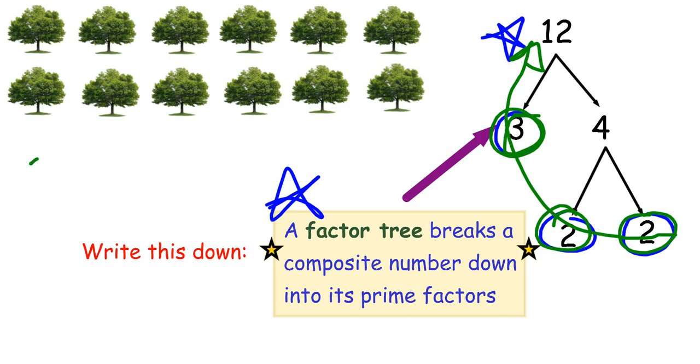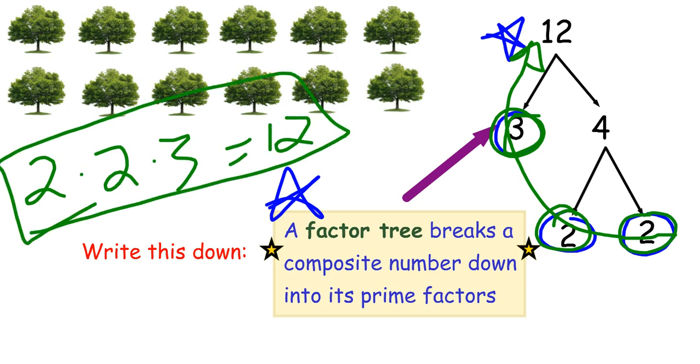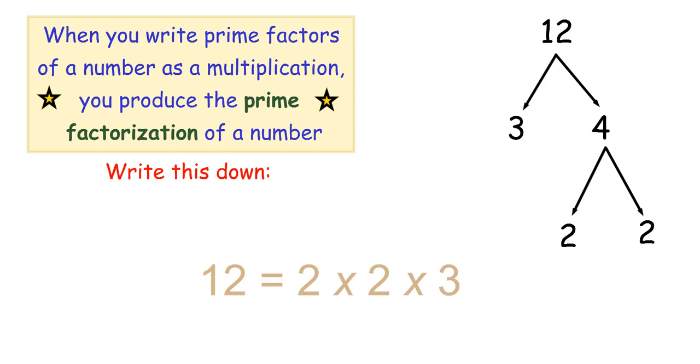And if we were to write those prime factors multiplied by each other, so that 2 times 2 times 3 is equal to 12, this here, that string of prime numbers that multiplies together to make a particular number, that is called the prime factorization. So go ahead, pause the video, write down not only the definition of prime factorization, but also the prime factorization for 12, and then come back when you're ready to move on.